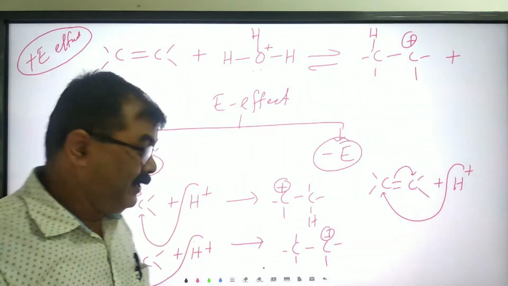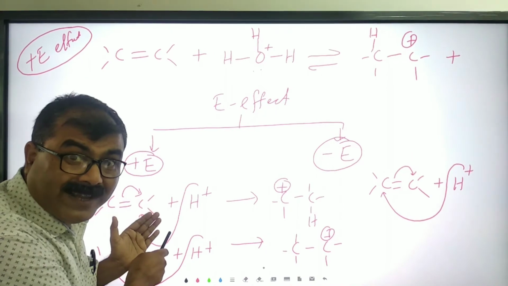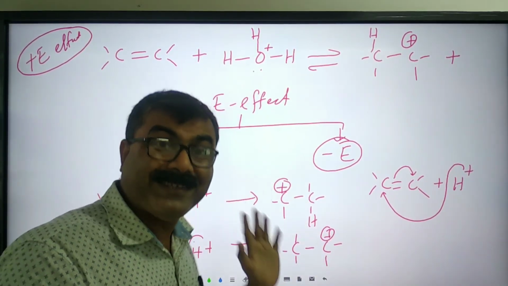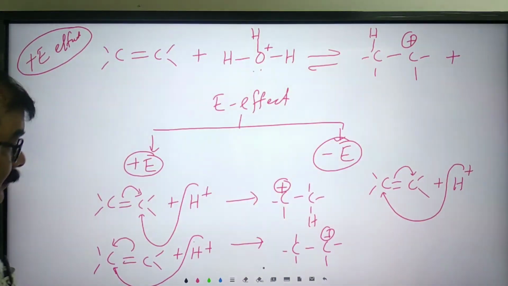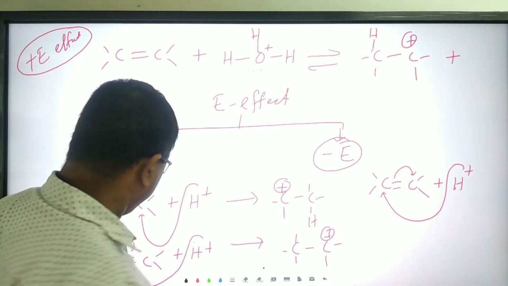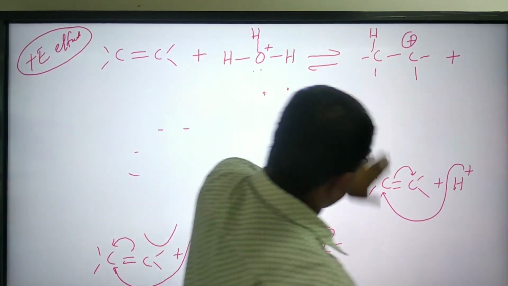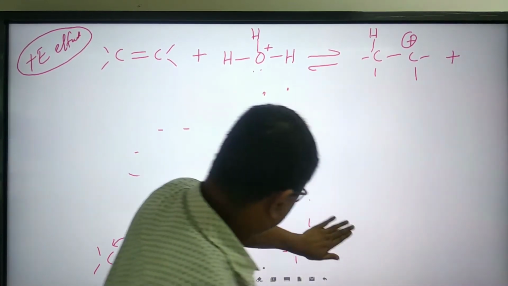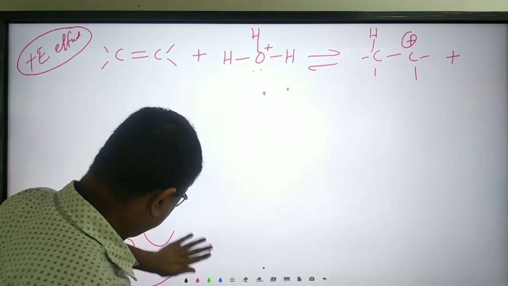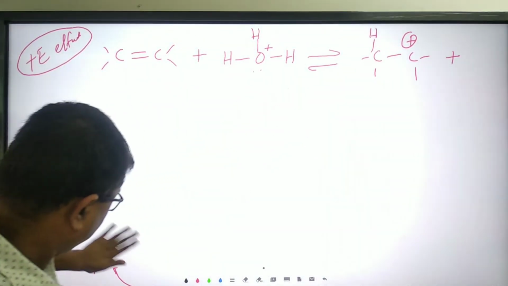This is the trick. Here the pi electron takes a positive approach towards the enemy. Here the pi electron takes a negative approach towards the enemy. So plus E, minus E. Clear? Is it clear? Yes? Okay. Now this part I just explained is not a part of this mechanism. You just need to understand what is actually plus E and minus E.